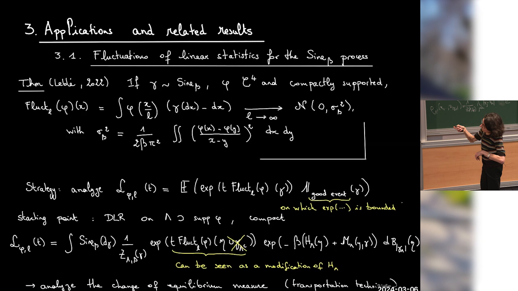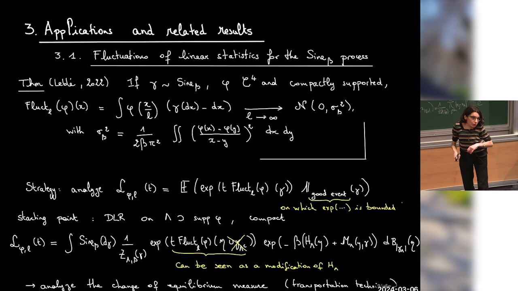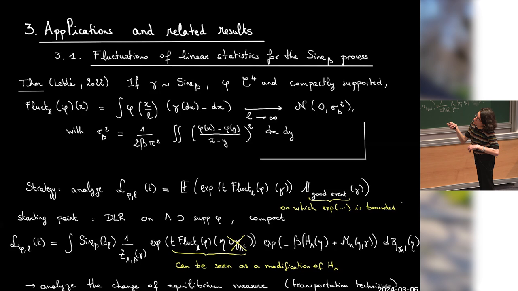Because to study fluctuation, so to establish a CLT, a standard starting point is to study the Fourier transform or the Laplace transform of the quantity you want to study. So this is what is done here. You look at the Laplace transform of these fluctuations, the quantity I introduced here. And first, Thomas chooses a good event on which this quantity is bounded, and this good event has large probability.